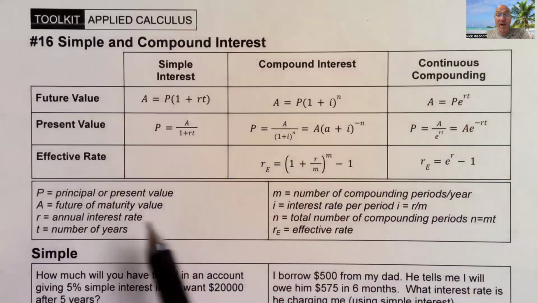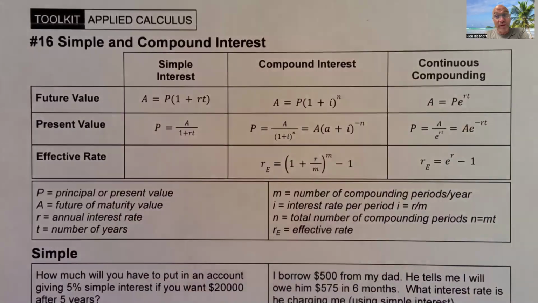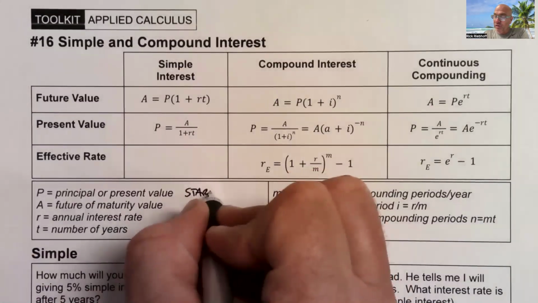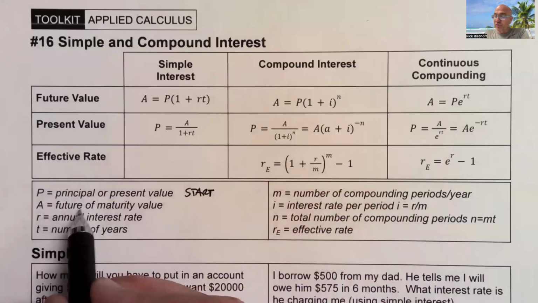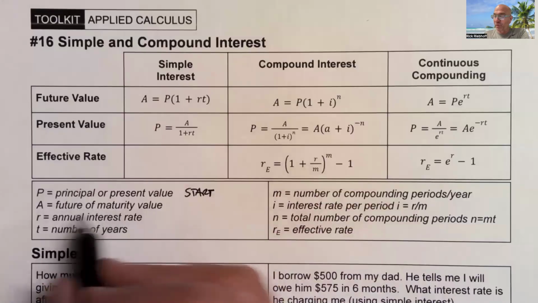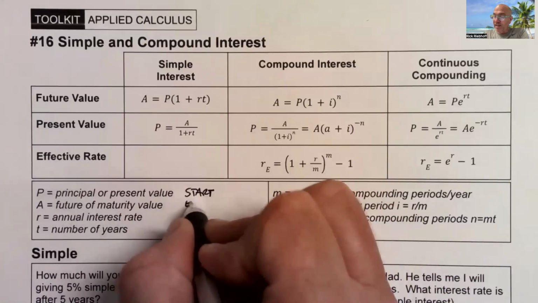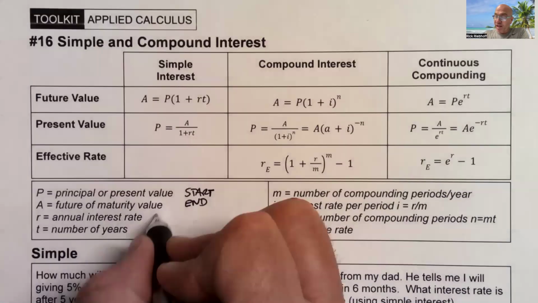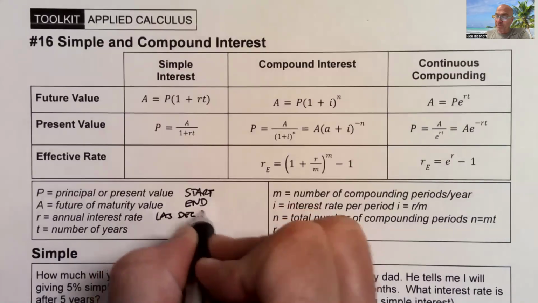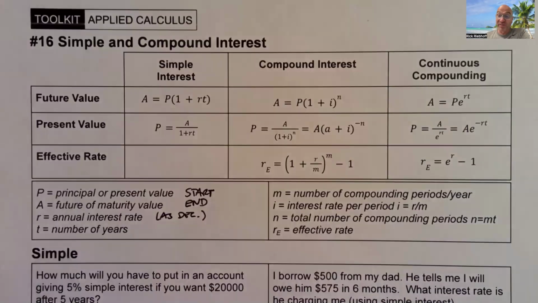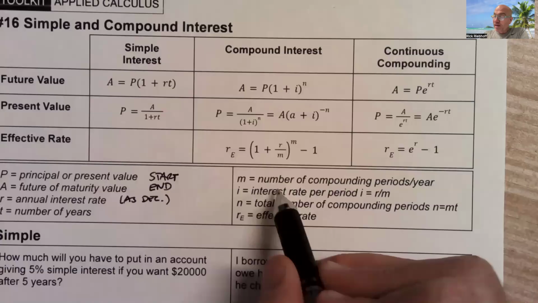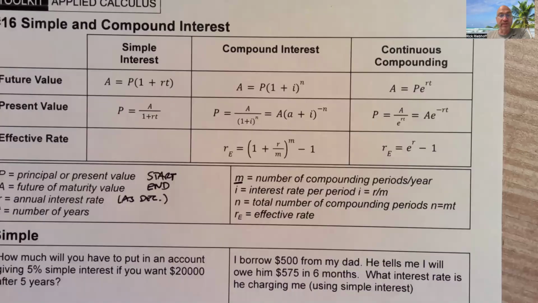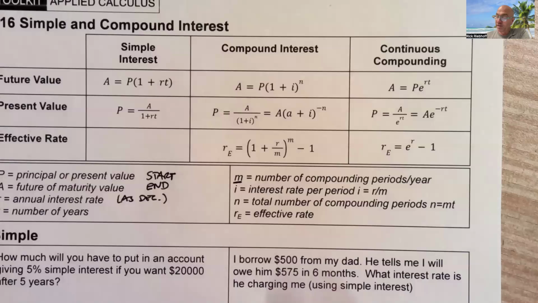Here's all the information. A lot of this is the same, a couple little twists to this one. P is the principal or present value. That's the amount at the start. A is the future or maturity value. That's the amount at the end. At the end of the period, how much do you have? Annual interest rate R is still a decimal, just like it was before. T is the number of years, since we're dealing with financial stuff. The number of compounding periods per year is now M. So that's a little different for these formulas up here.